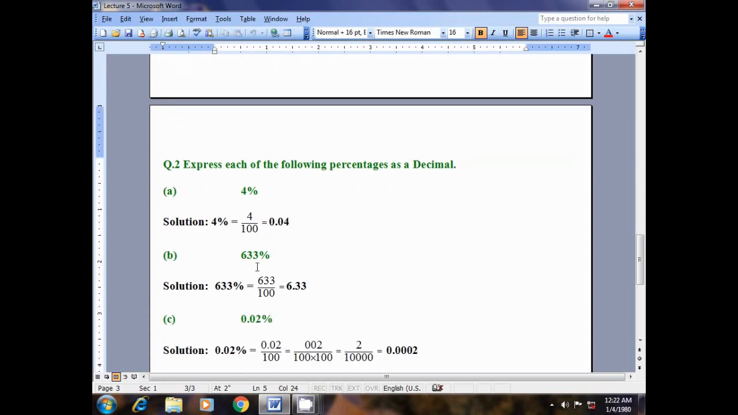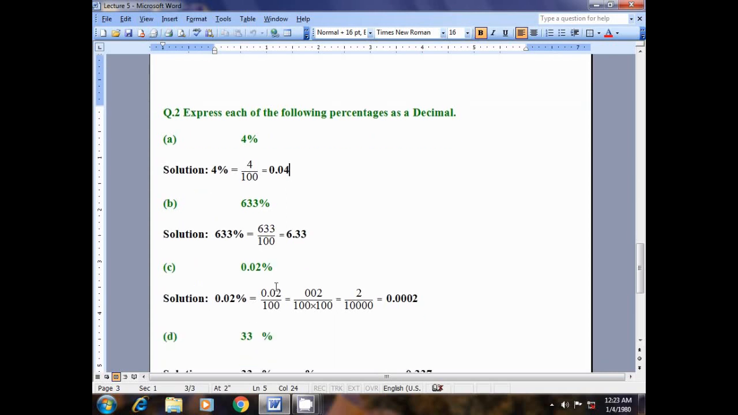Second part from this question, 633%. Same steps we have to do. First of all, remove the percentage sign, then we will have the fraction 633 divided by 100. Now, since we have 2 zeros at the denominator place, the decimal will move 2 digits toward the left side. Now, first digit 3, second digit 3. Now, the quotient will be 6.33. Or you can divide this 633 by 100 as the usual division. You will have the same quotient, 6.33.